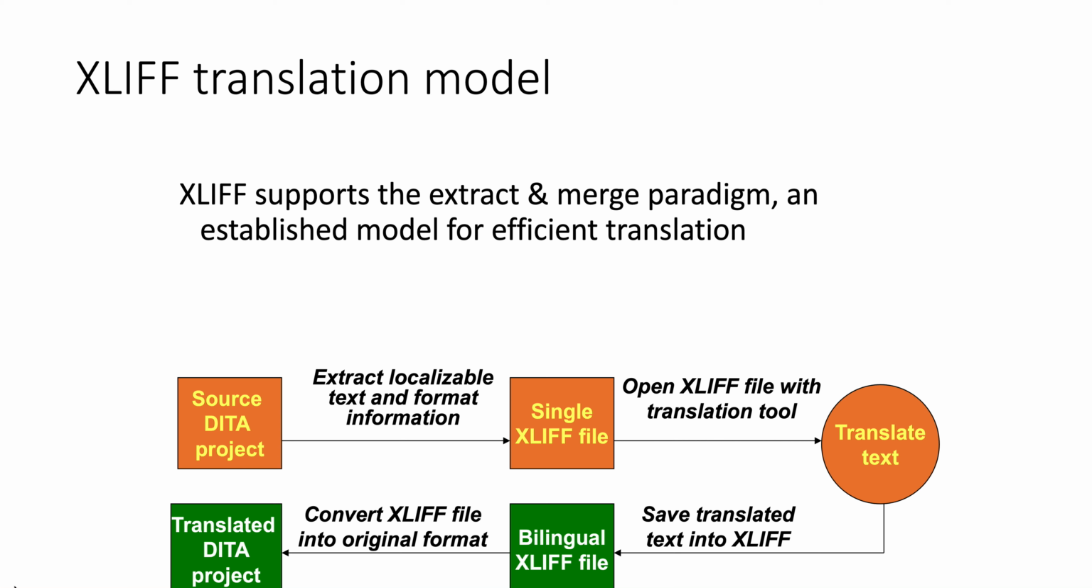So if you wanted to look at this in a simplified process map, we start off with the DITA source project. We extract the localizable text information into a single XLIFF file. We open that XLIFF file with our computer-aided translation software. We save it, and at that point we have a bilingual XLIFF file, which we convert back into the original format, which in this case is DITA and SVG.